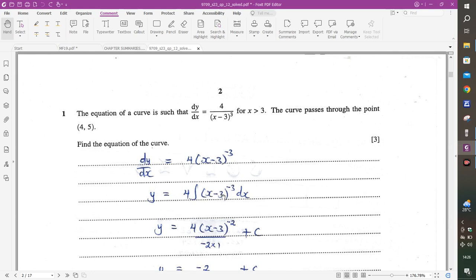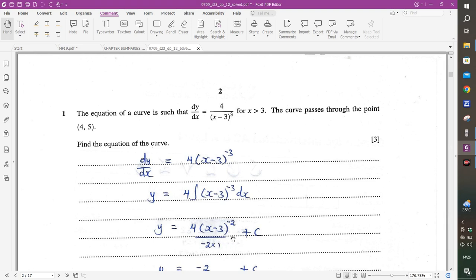So suppose you had something like 2x minus 3. You have to multiply here by a 2, because when you differentiate 2x minus 3, you get a 2. So for this case, we are just having x minus 3. When you differentiate x, it is a 1. So it is even optional to put this 1 here, because there is nothing it is going to change.